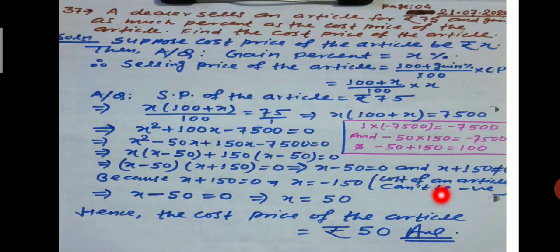because cost of an article can't be negative, and this will give the negative value of x. So x plus 150 is not equal to 0. Therefore x minus 50 is equal to 0. Therefore x is equal to 50. Hence the cost price of the article will be rupees 50. Okay.